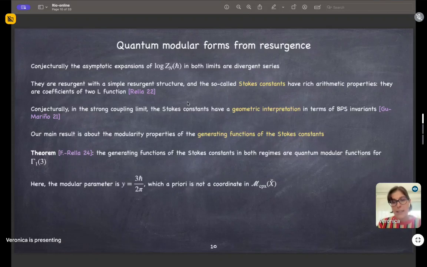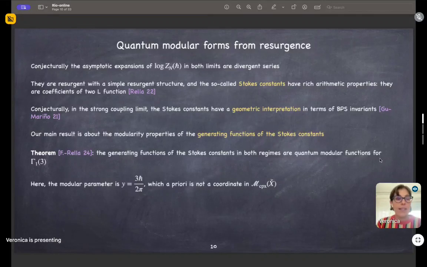So in order to understand the structure of this Stokes constant, and whether or not we can understand the geometric interpretation, in the work with Claudia we look at the generating function of the Stokes constant. And we try to understand what the properties of the generating function are. Well, it turned out that they are a very special type of modular form called quantum modular form. In fact, they are quantum modular functions.